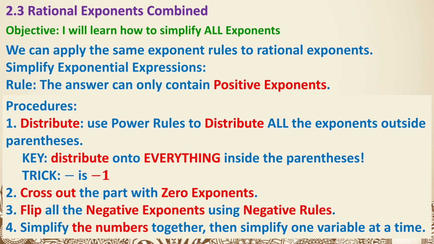So firstly, in the procedure, you're going to distribute, because we have to get rid of the parentheses. So use the power rule to distribute all the exponents outside. And when we say power rule, that means you multiply the exponents.